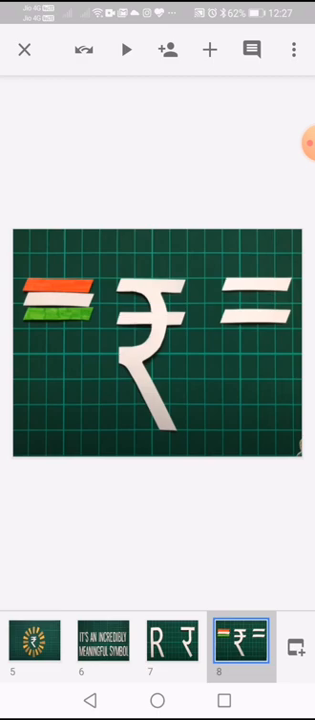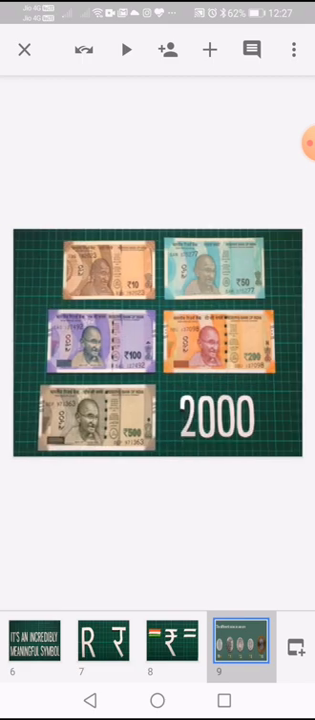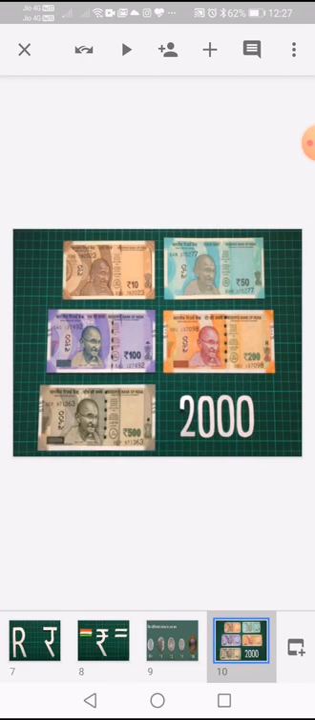This symbol is rupees. Now see, different coins we used: 50 paisa, rupees 1, rupees 2, rupees 5 and rupees 10, which we have already understood about the coins. These are made up of metals. Now this is made up of paper. As we know, the money used in a particular country is called its currency. Currency made up of paper is termed paper currency or notes.